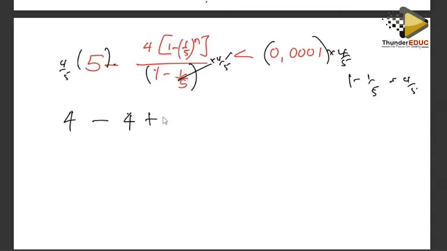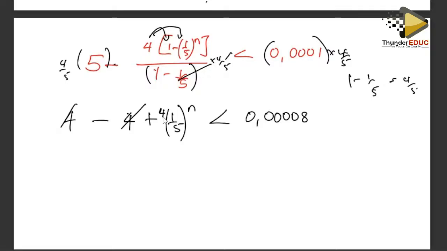Minus and a minus is a plus. 1 over 5 to the exponent of n is less than, this is 0.8. We simplify that. It's going to be something like 0.28. So this cancels that because 4 minus 4 is 0. Then we are left with a 4 here, this 4, and then that 4. So now we divide both sides by 4.